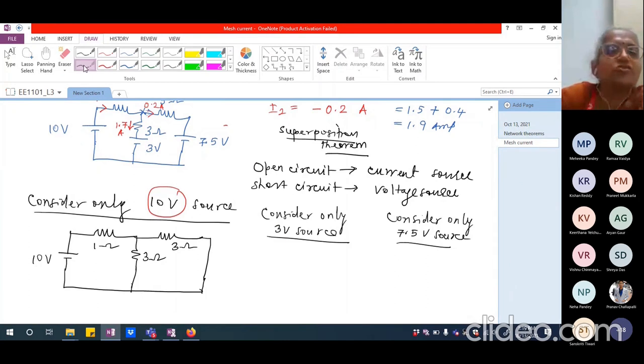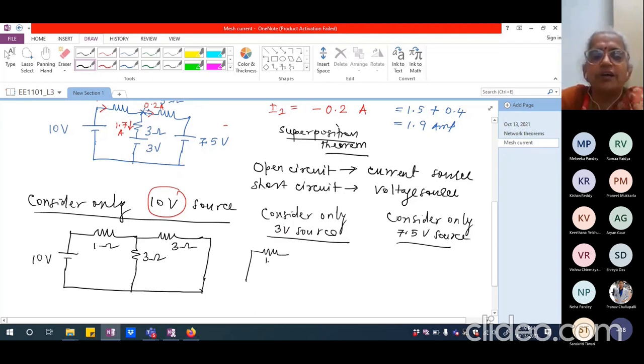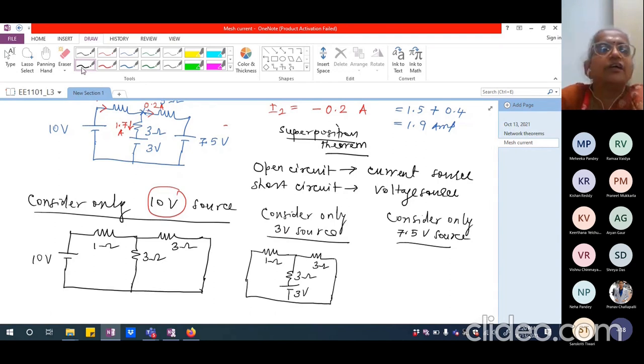So let me draw those circuits as well. So this is short circuited. I'm going to have 1 ohm here and only the 3 volt source. So I'm going to have 3 ohm and this is 3 volts. Now what I have here is again 3 ohm. So I'm going to have this short circuited and this is the way it is going to be.